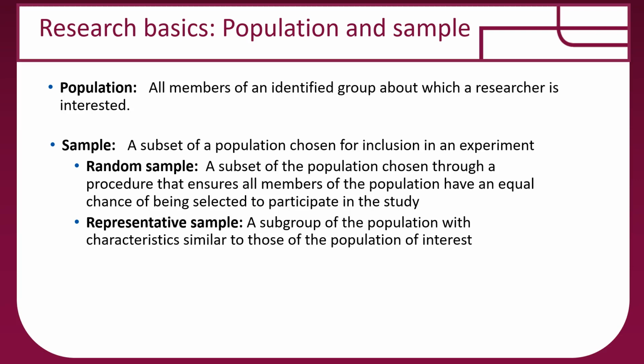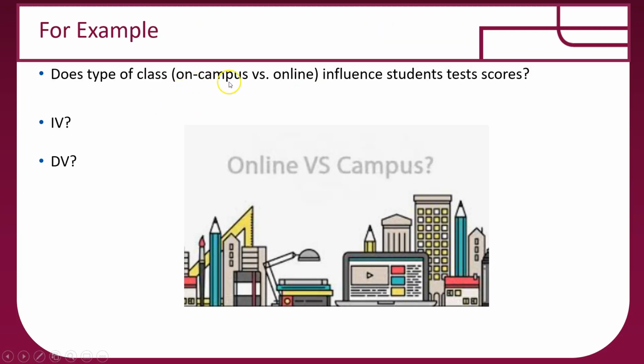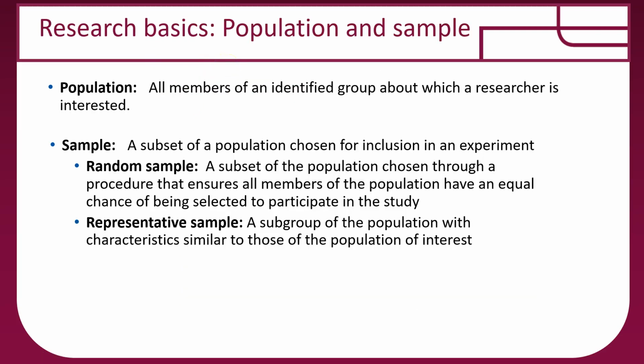Other important terms in research are the idea of a population versus a sample. So a population is all members of an identified group about which a researcher is interested. And so if I go back to this slide, if I'm looking at students taking on-campus versus online classes, my population would be every student who's taking an on-campus class, let's just say in the United States, and every student taking an online class in the United States. And it could be any state, I haven't specified, could be college, could be high school. My population is very large. It is everybody.